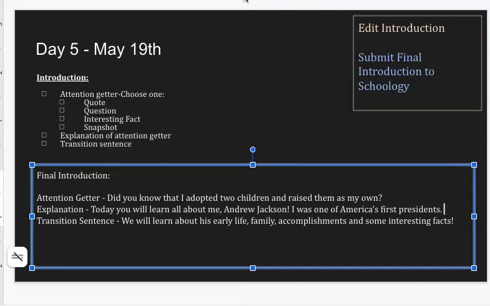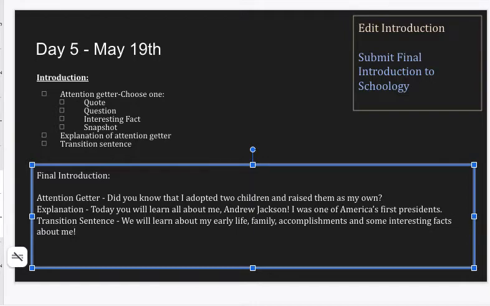And finally, let's look at our transition sentence. We will learn about his early life, family, accomplishments, and some interesting facts. Once again, I need to shift that from third person to first person. So I might do something like this. Well, actually, I could leave that. We will learn about my early life, family, accomplishments, and some interesting facts about me.